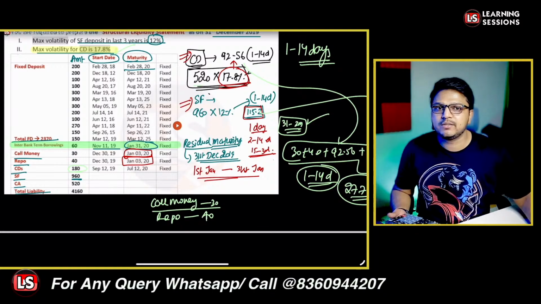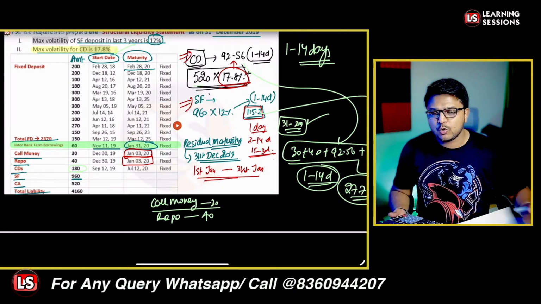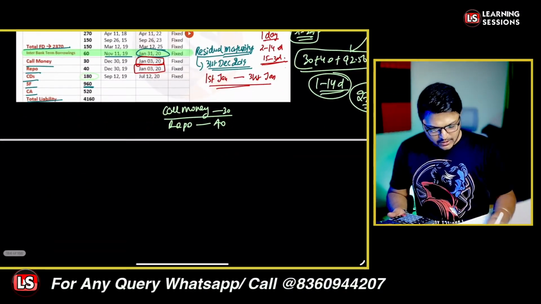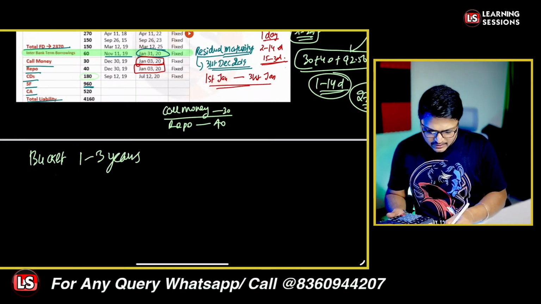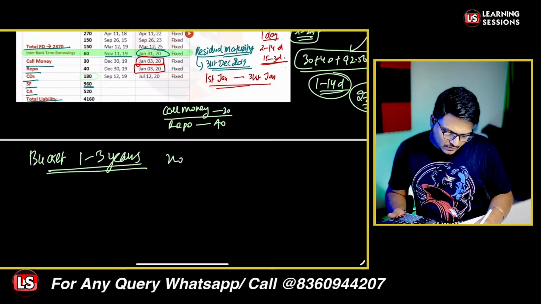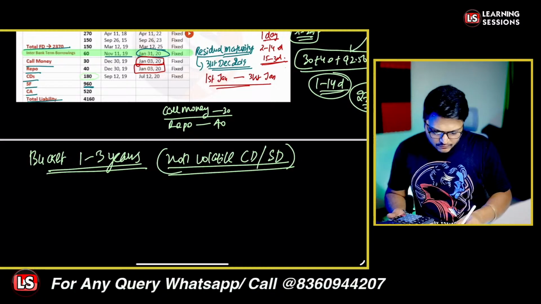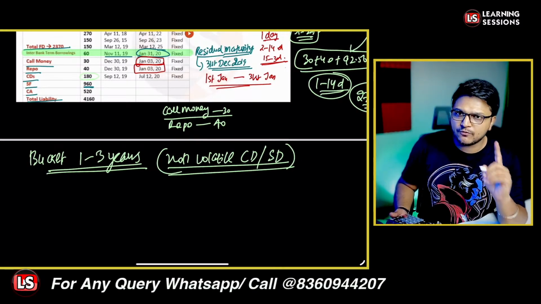Now let's move to the next question. It says, what is the total amount that will be falling under 1 to 3 years of the window? We have to calculate the total amount for the bucket 1 to 3 years. As I told you, the rest of the part which is not volatile, the non-volatile part of current deposit and further the saving fund deposit, that will be placed under the 1 to 3 year bucket first of all.